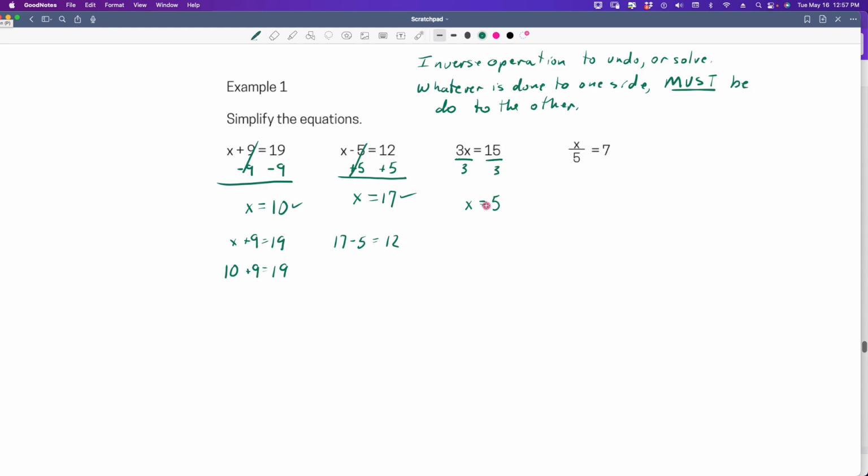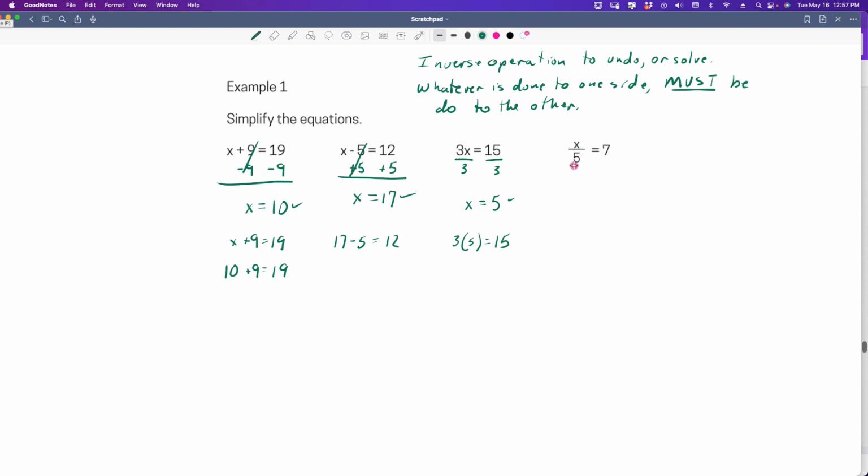Now to check that, I'm going to substitute the value of x into the original problem. 3 times 5, does that equal 15? It does. So x is equal to 5. So now we have a division problem.